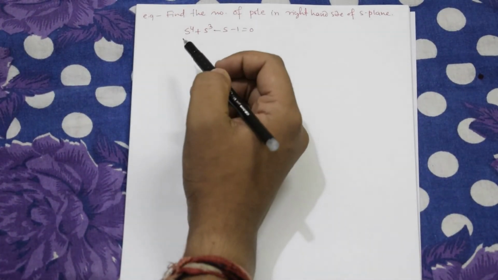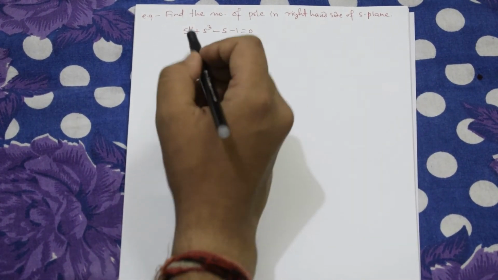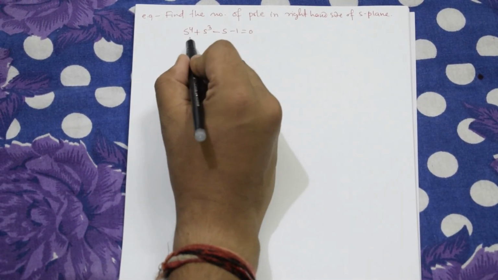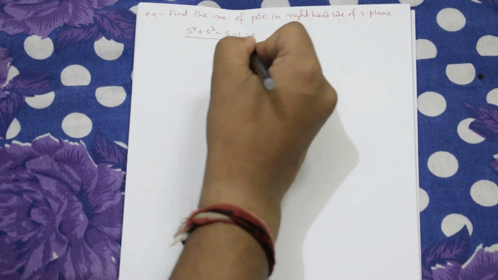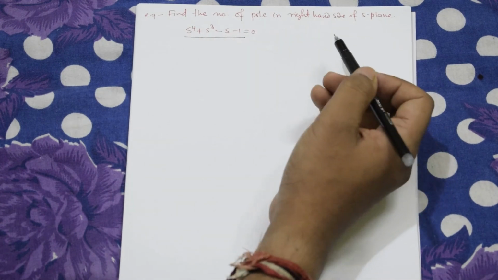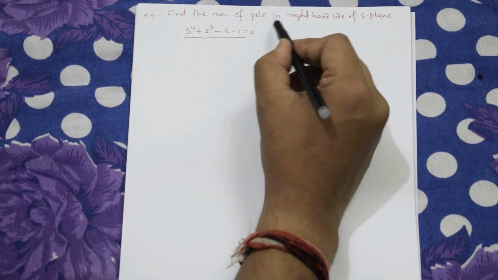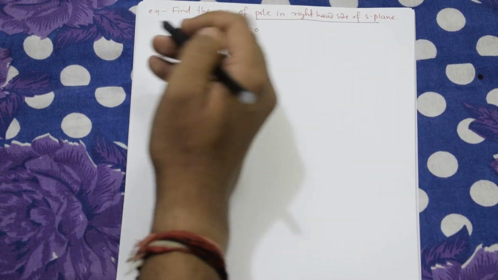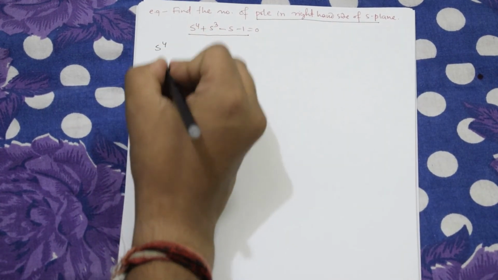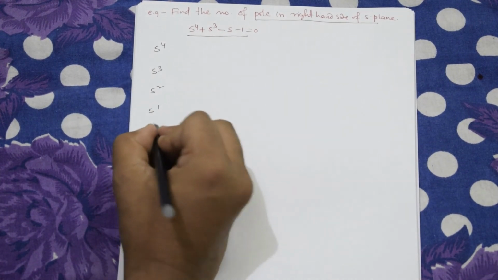In this question, they asked about the number of poles in the right hand side of the S plane. We can see from the question only that this is not stable. Now they have given that the system is unstable. They didn't ask about whether the system is stable or not. They asked about the number of poles in the right hand side of the S plane. So we will make the table first. For 2, S power 1, S power 0.